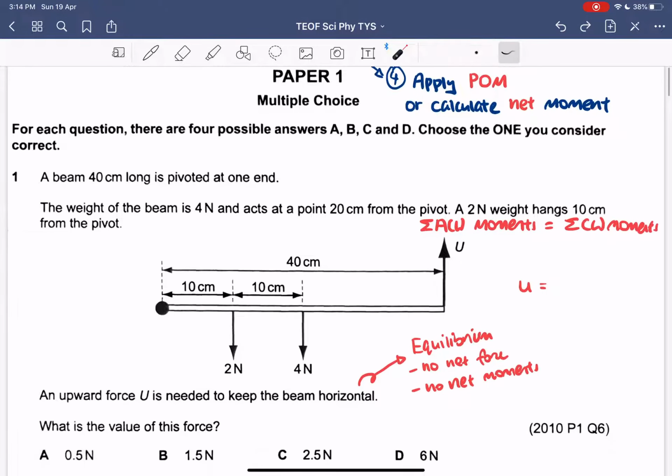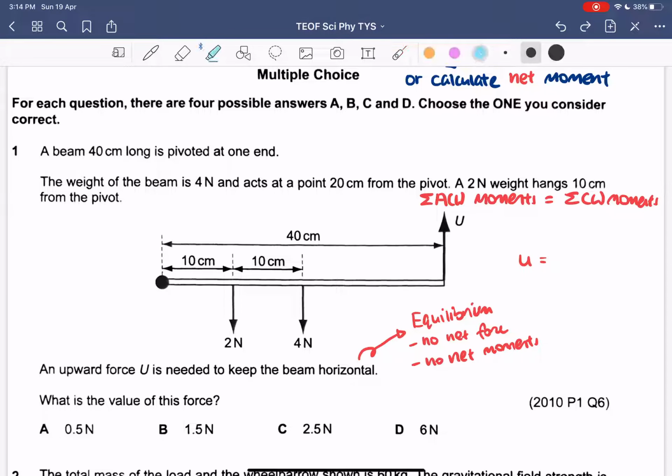Okay, let's go to question 1. So here we have a beam, 40 cm long, pivoted at one end. Straight away the pivot is mentioned and the pivot is here, this point, in blue. Next, the weight of the beam is 4 newtons. It acts 20 cm from the pivot. We have a 2 newton weight. It acts 10 cm from the pivot. And finally, we have an upward force U that is used to keep the beam horizontal.